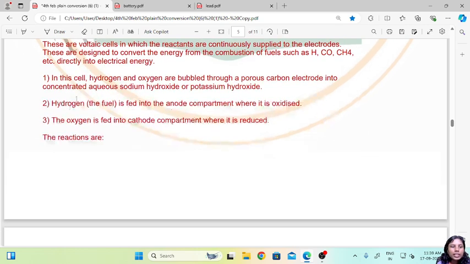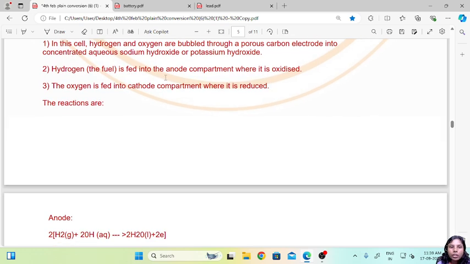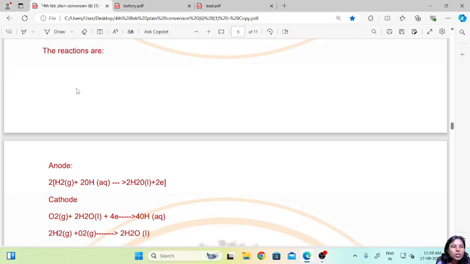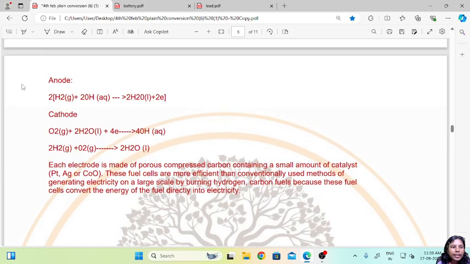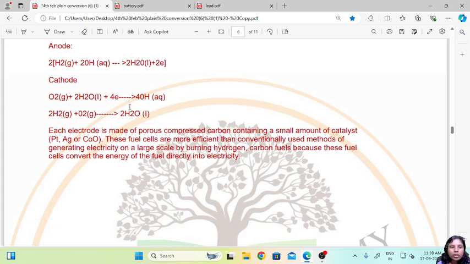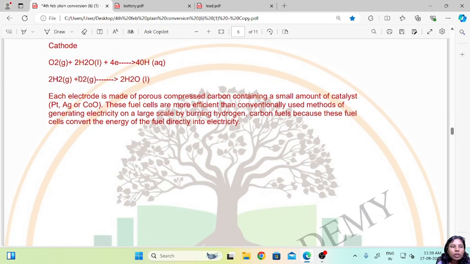So in these cells, hydrogen and oxygen are bubbled through a porous carbon electrode into concentrated aqueous sodium hydroxide or potassium hydroxide. Now hydrogen is fed into the anode compartment where it is oxidized. The oxygen is fed into the cathode compartment where it is reduced. So the reactions that occur are, at the anode we have H2 plus OH- giving us H2O, and at the cathode we have O2 plus H2O giving us hydroxide ions. So the overall reaction goes as H2 plus O2 giving us water.